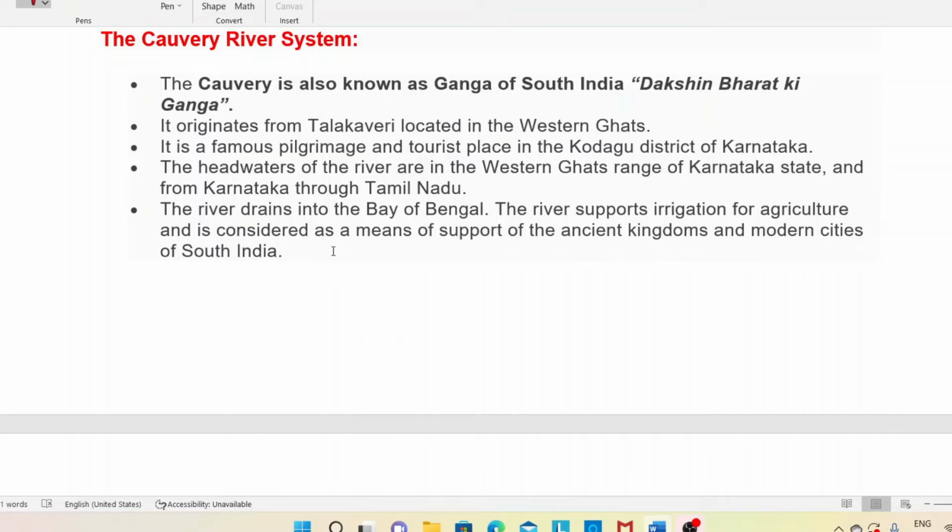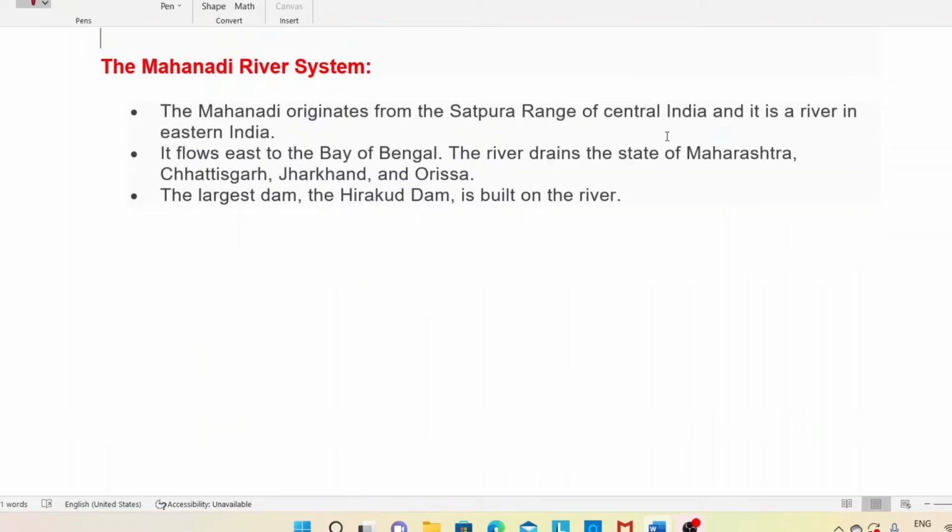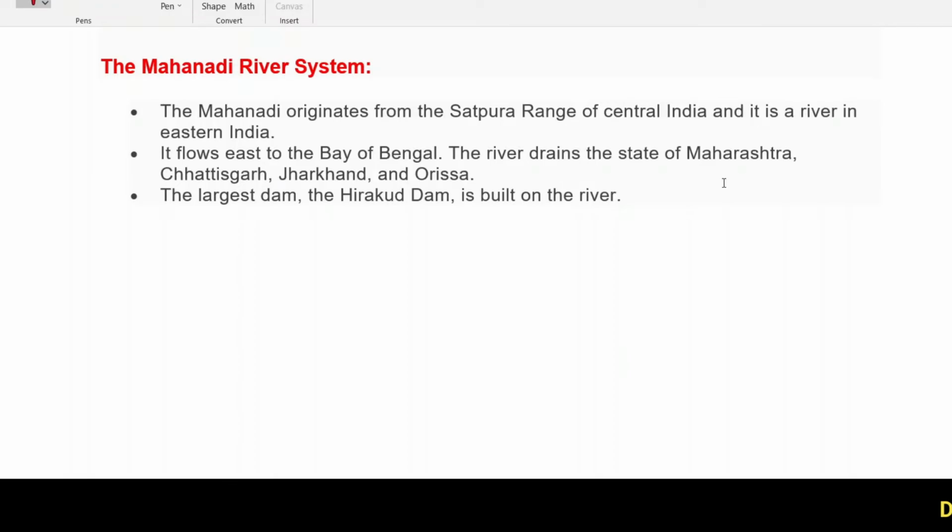Let's see another important east flowing river, that is the Mahanadi river system. The Mahanadi originates from the Satpura range of central India and it is a river in eastern India. It flows east to the Bay of Bengal, meaning it drains into the Bay of Bengal. The river flows through the states of Maharashtra, Chhattisgarh, Jharkhand and Orissa.